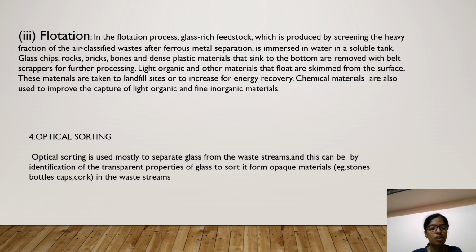Lastly, optical sorting. Optical sorting is used mostly to separate glass from the waste streams, and this can be done by identifying the transparent properties of glass to sort it from stones, bottles, caps, etc. in the waste streams.